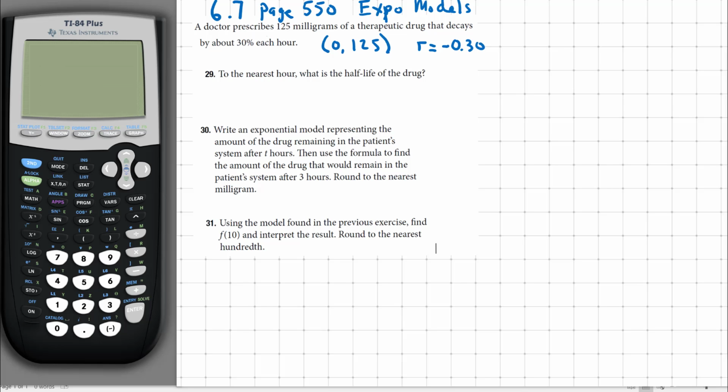So I have some word problems from 6.7 in our book. And unfortunately, the answers in the back of the book are not correct. So I wanted to work these out for you so that you could see how they should come out and you can check your answers this way. So this is section 6.7, page 550, and I'm looking at number 29, 30, and 31.